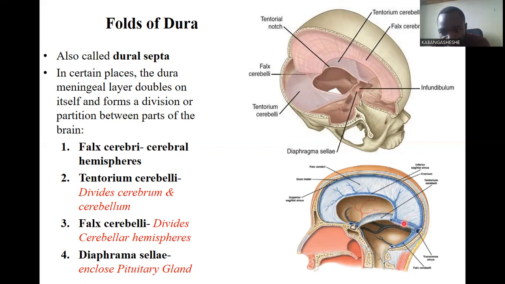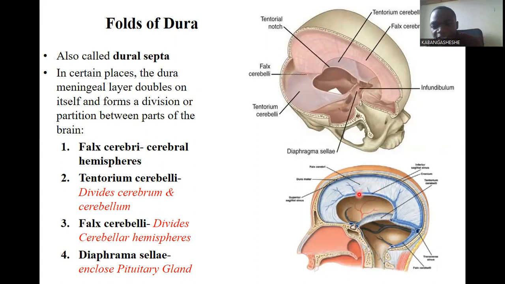Now, this layer of meninge here, cutting like that, we are seeing it from the top now. Above the tentorium cerebelli is the cerebrum. Below it is the cerebellum. Then this, what we are seeing here, is the falx cerebri.